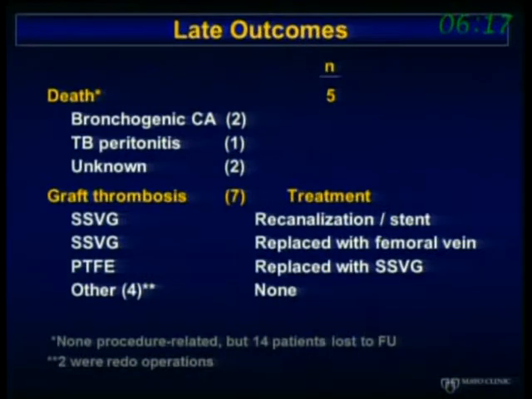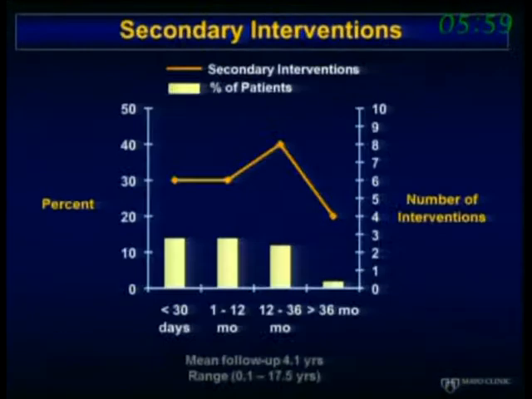7 grafts went on to thrombose. 2 were spiral vein grafts. 1 was recanalized and stented, and the other one was revised with a femoral vein bypass. One PTFE graft occluded, and this was also reconstructed with a spiral vein graft. In the remaining 4 patients, nothing was done because 2 of the 4 had multiple prior operations.